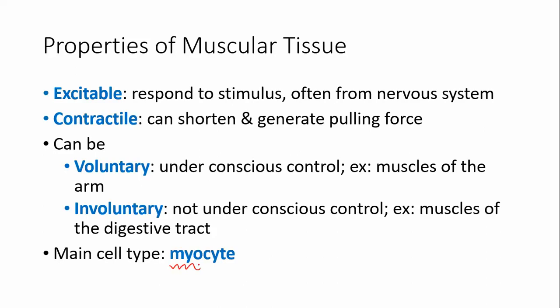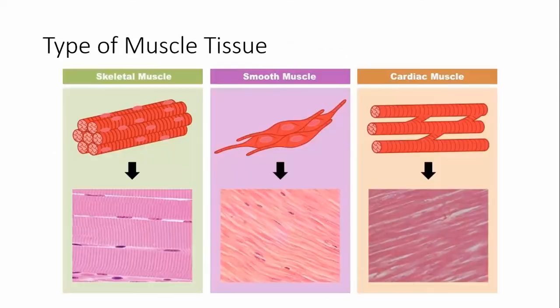The main cell type that's found in muscular tissue is called a myocyte. Myo means muscle. Cyte means, as we talked about earlier, cell. Literally, it's a muscle cell. So there are three major types of muscle tissue. Skeletal muscle, which you see here on the left, is characterized by being able to see individual cells, which are these very long tubes. And you can also see these stripes called striations. And that's how you can identify, oh yeah, I'm looking at some skeletal muscle.